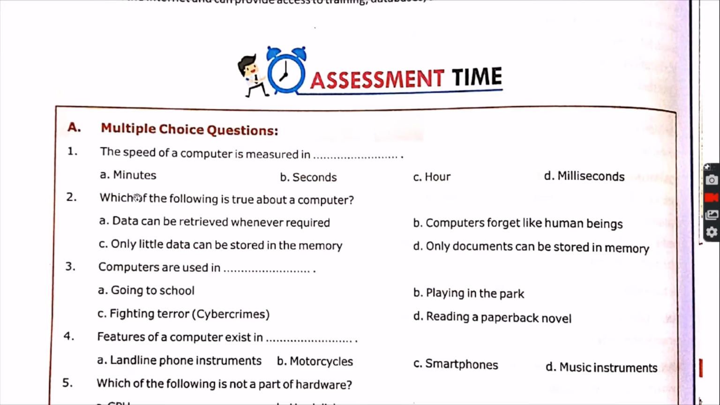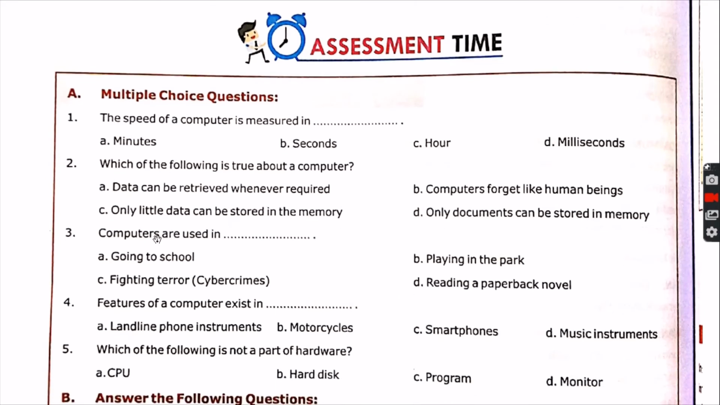Now the second is, which of the following is true about a computer? Data can be retrieved whenever required. Computers forget like human beings. No. Only little data can be stored in the memory. Only documents can be stored in a memory. No. See here, option A is the right answer: data can be retrieved whenever required.